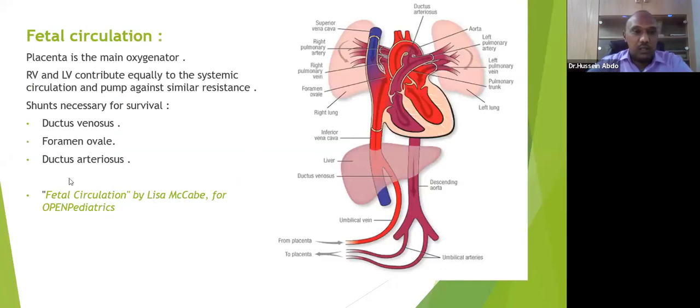Dr. Bashir already spoke about fetal circulation, so I'm not going to go into detail on this, but it is important to know that the placenta is the main oxygenator in the fetal circulation, and there are 3 main areas of shunt which are necessary for survival in the fetal circulation. One of these is the ductus venosus. The others are the ASD and the PDA.